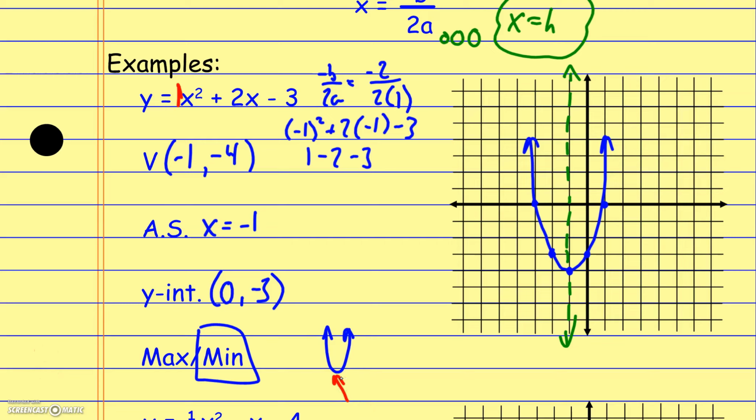All right. If I had an a value that's negative, that means the parabola would open down, which means my vertex would be a maximum because it would be at the top. Okay?